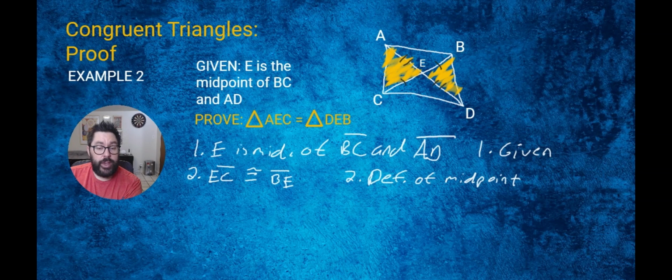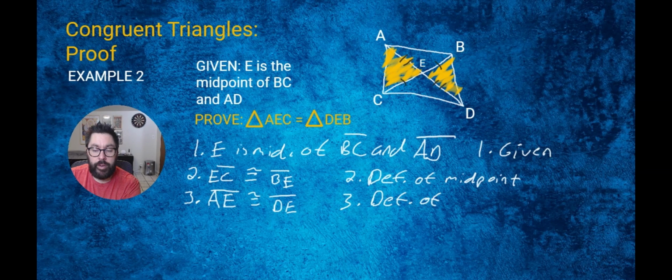Okay, so we have exhausted that first given clue, but we should write that down. So let's just write it down real quick. Segment AE is congruent to segment DE. And that's the exact same reason, definition of midpoint.